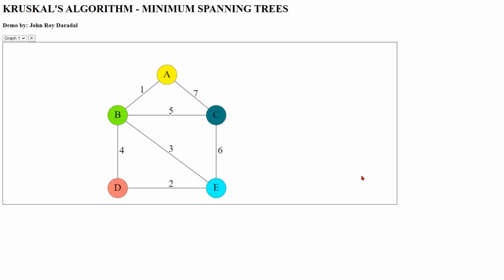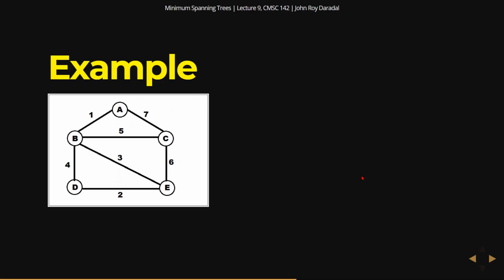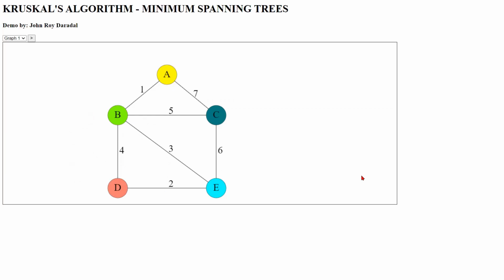So let's start with this graph. As I mentioned, at first all vertices are their own connected components. So they are their own components. I colored them differently here, which means that they belong to different components.